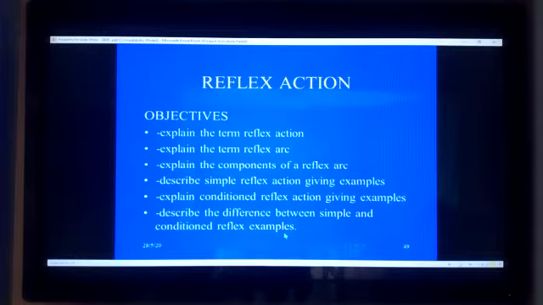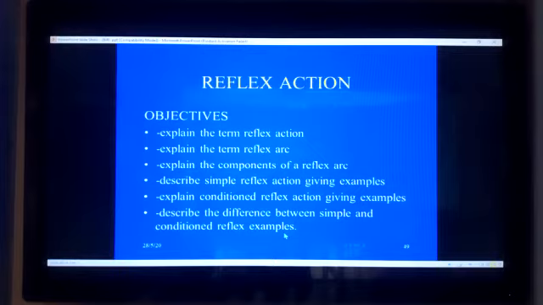So those are some of the activities that by studying this section of the reflex action, you will be able to get correct responses or correct answers on what happens in the body. So before we proceed, I have sets of objectives that I want you to pay attention on.